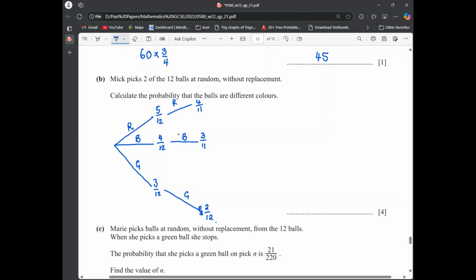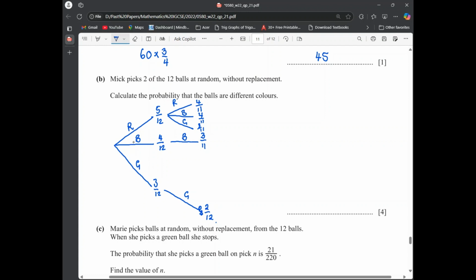Right, now let's go back up. He picks a red ball and another red ball both times, or he can pick a red ball and a blue ball. So the probability of him picking a blue ball is 4 out of 11, or he can pick a green ball. The probability of picking a green ball is 3 out of 11.